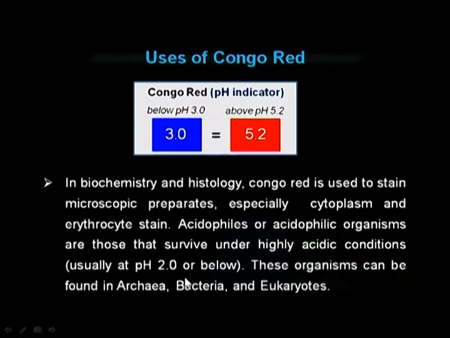Acidophiles or acidophilic organisms are those that survive under highly acidic conditions, that is usually at pH 2 or below 2. These organisms can be found in archaea, in bacteria, and also in eukaryotes. So, basically, under normal circumstances none of the living material survives this pH of 2, but those which can survive at this pH can be identified with the help of Congo red.